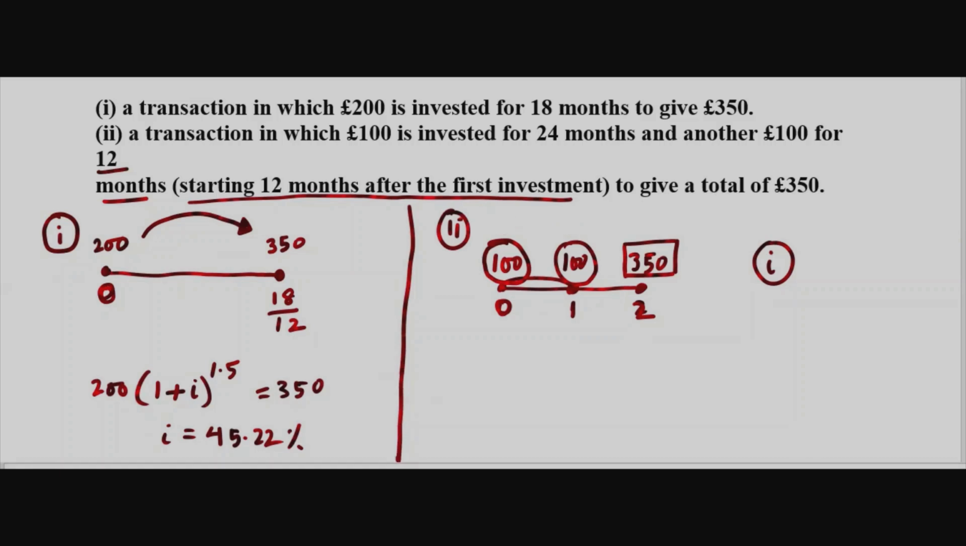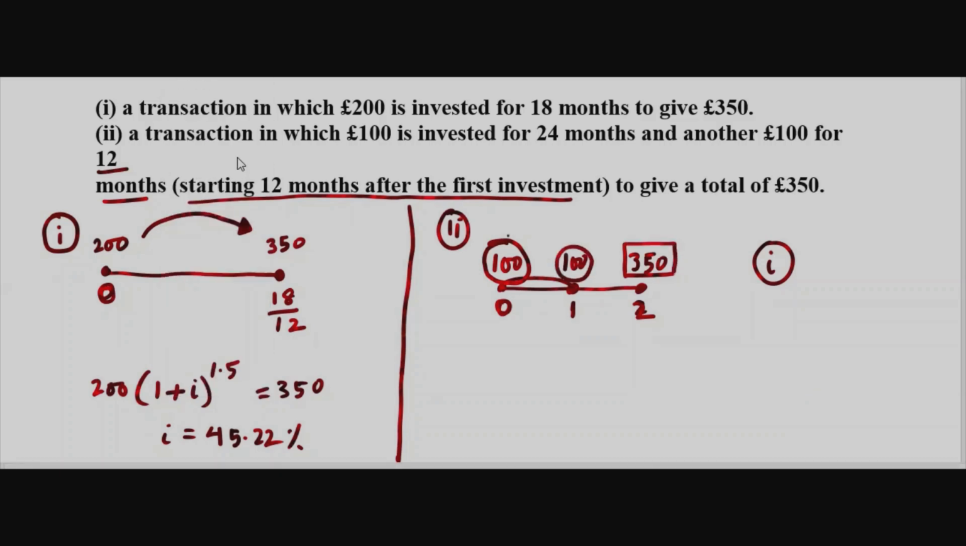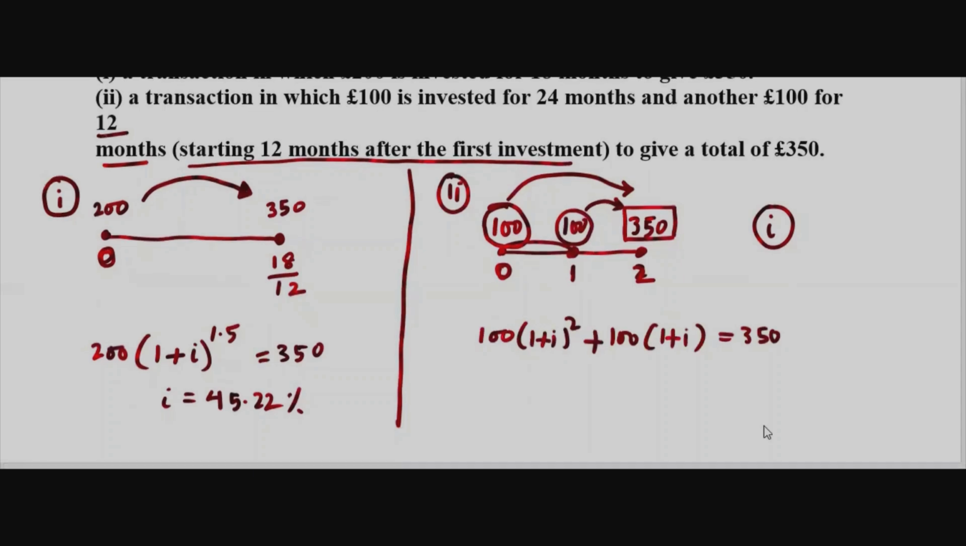Here two amounts. You deposited this amount, you deposited this amount, you got this amount. What is the equation you need to write to find i? So 100 into 1 plus i to the power 2 plus 100 into 1 plus i to the power 1. Okay, fine. That's fine. 350. You need to solve this one. Yes. So you need to solve this one.